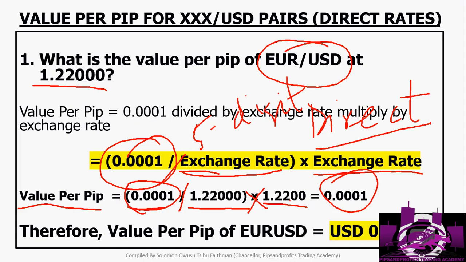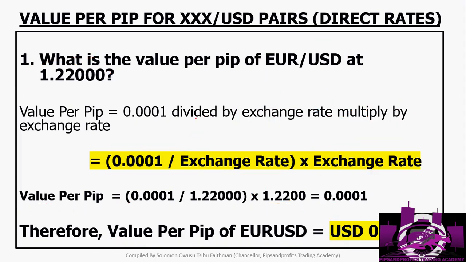Therefore, value per pip of Euro USD is going to be 0.001. So this is the value for 1 pip move with Euro USD at this particular price level. Okay, let us continue.